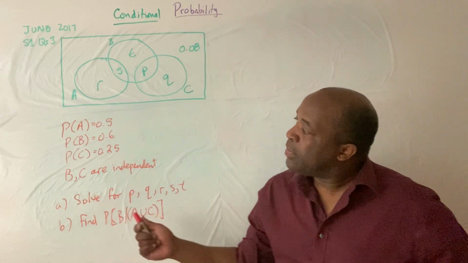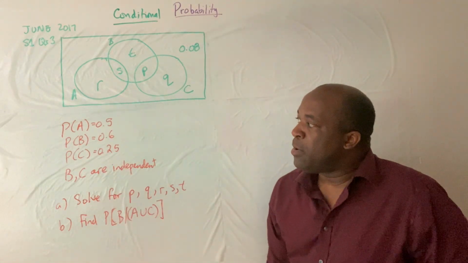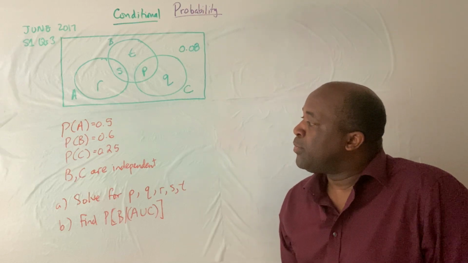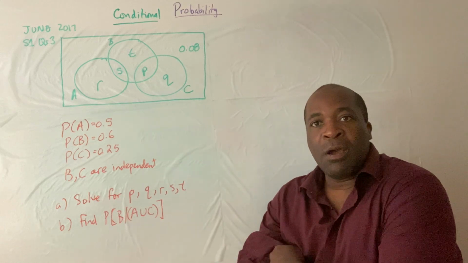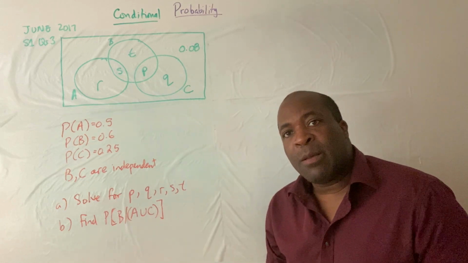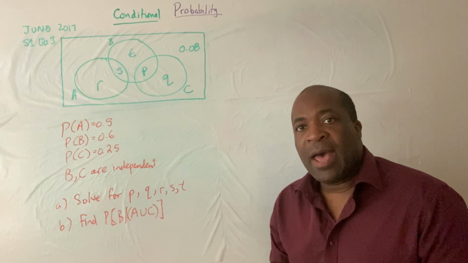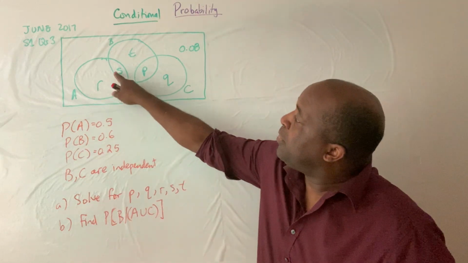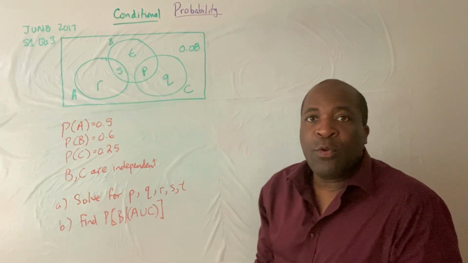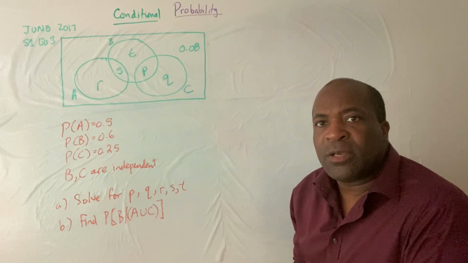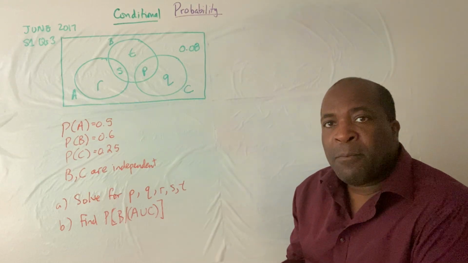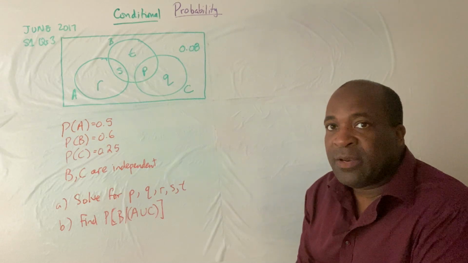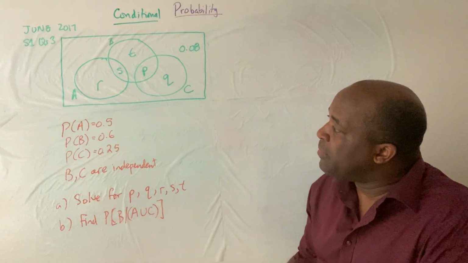All right, so let's have a go. So we're told that the probability of A is 0.5, the probability of B is 0.6, and the probability of C is 0.25. We're also told that B and C are independent. So we want to generate as many equations as we can and then have a go at solving those equations. Since we have 1, 2, 3, 4, 5 unknowns, we know that we can only solve this if we have 5 equations. So the number of unknowns determines the number of equations we need in order to solve them. So we need 5 equations at the minimum in order to solve these values.